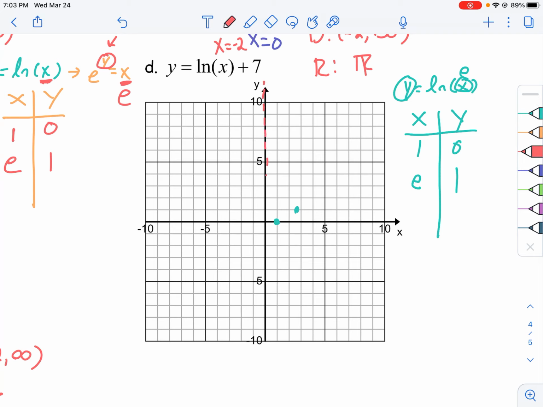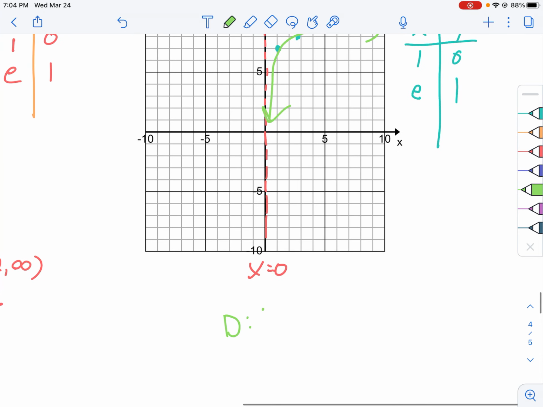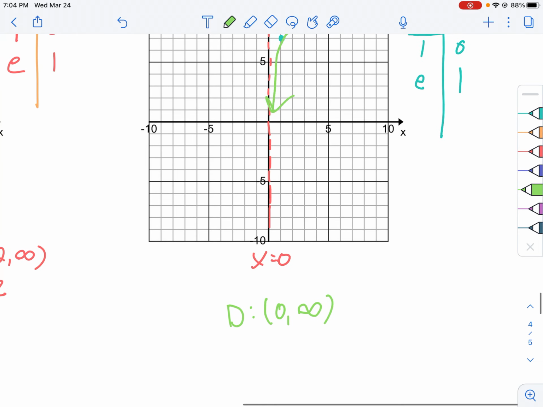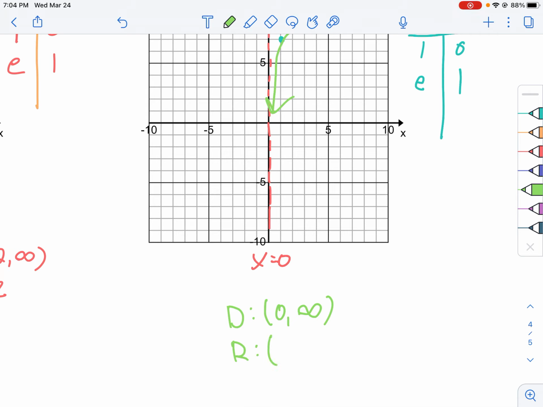Our vertical asymptote is still on the line x equals 0 right here. And then the only shift happening to these points is +7. So we're going 1, 2, 3, 4, 5, 6, 7. Puts us right here. And then we can graph that. Domain from 0 to infinity. And then the range is all real numbers.